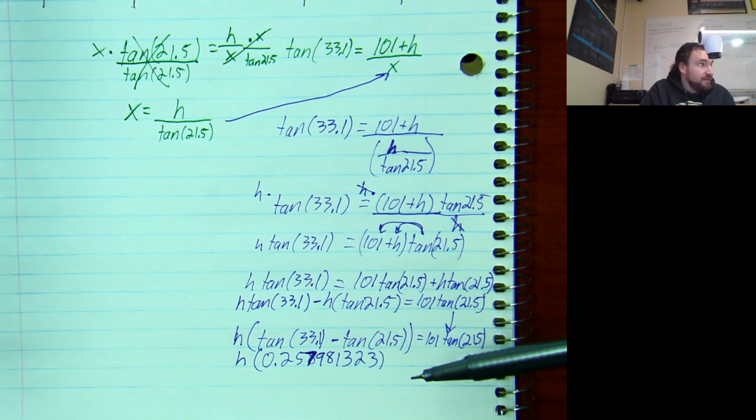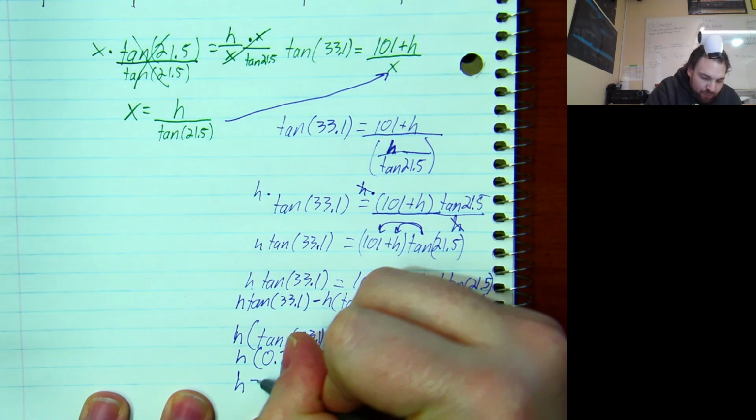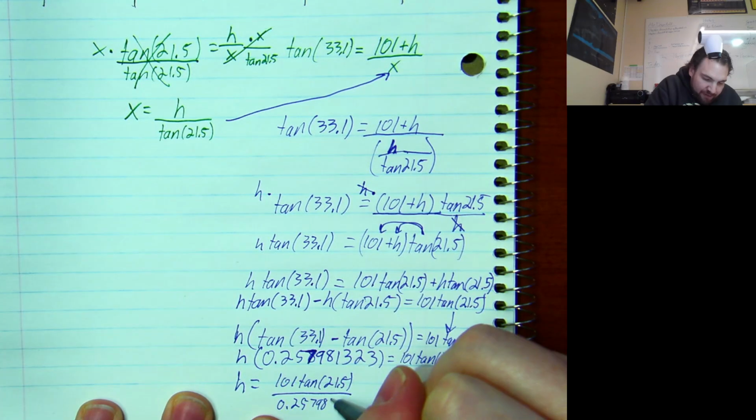You have 5 more minutes. We're going to finish this example. Equals 101 tan of 21.5. Now, Manuel, I can do what you were going to suggest before. I can divide this down. So I'm going to get H equals 101 tan 21.5 divided by 0.257981323. I can ram that whole thing into a calculator, and we're going to find that H equals what?